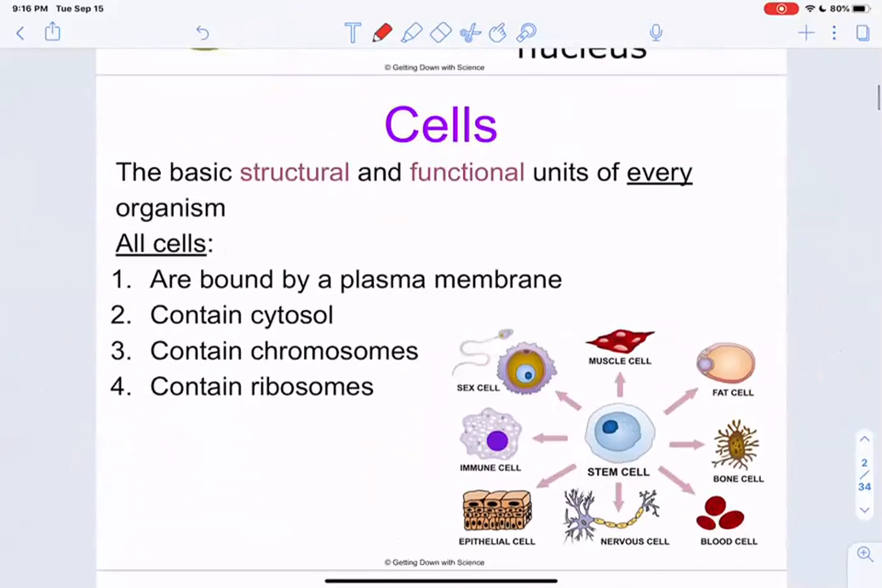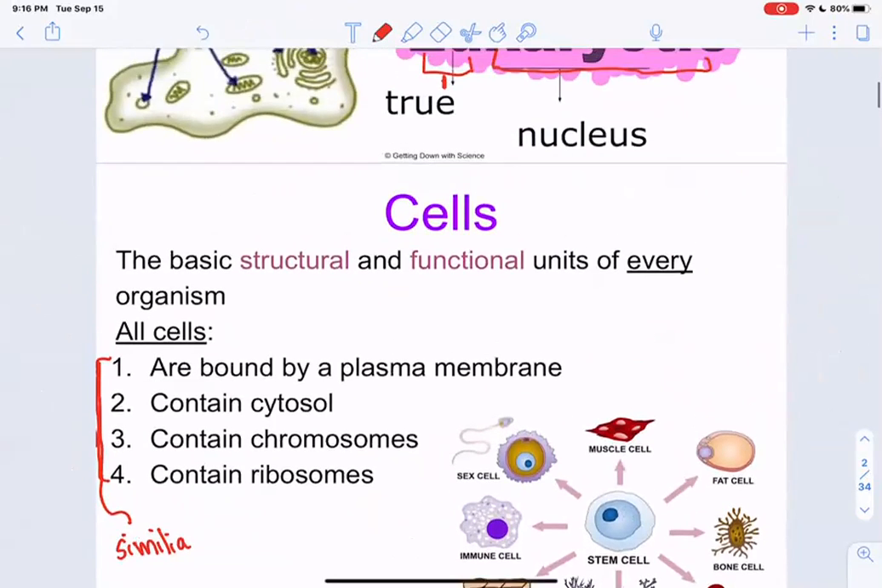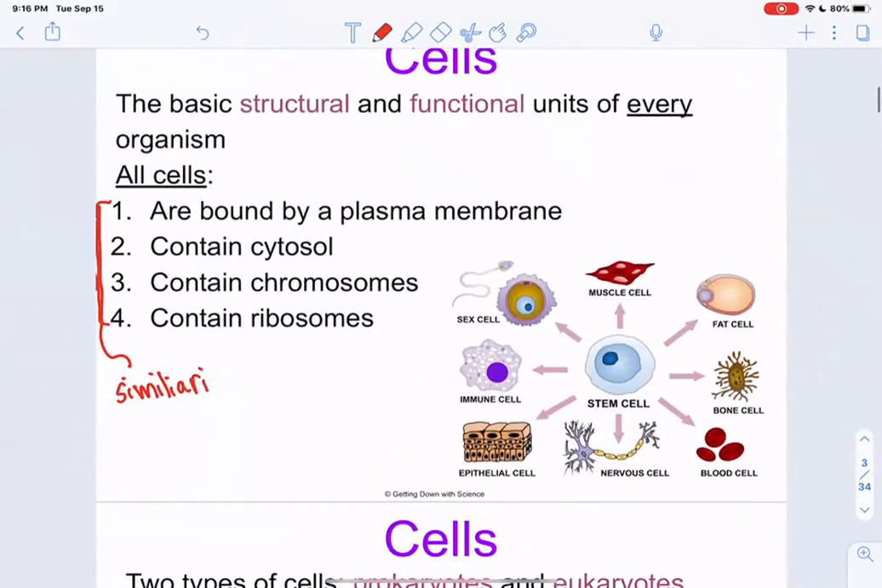And so right here, these are all going to be the similarities. Similarities of prokaryotes and eukaryotes. I don't promise that I'm going to spell anything right on this. And so they all have a plasma membrane. All cells have a plasma membrane, a membrane that separates the external, the outside, from the internal, the inside.